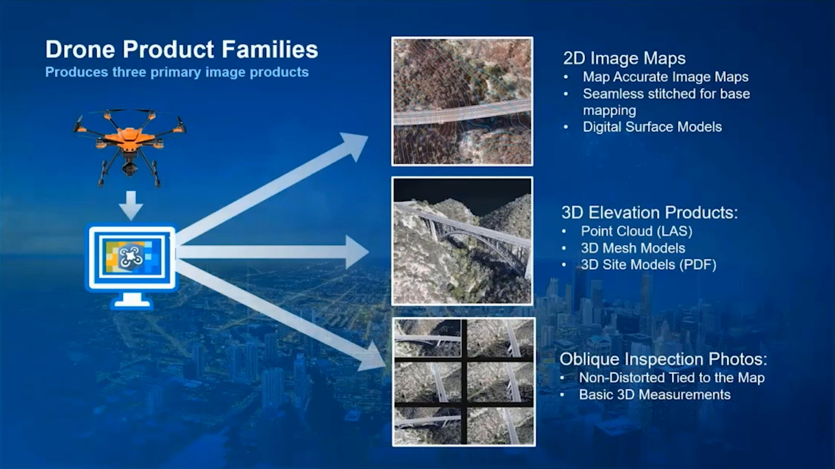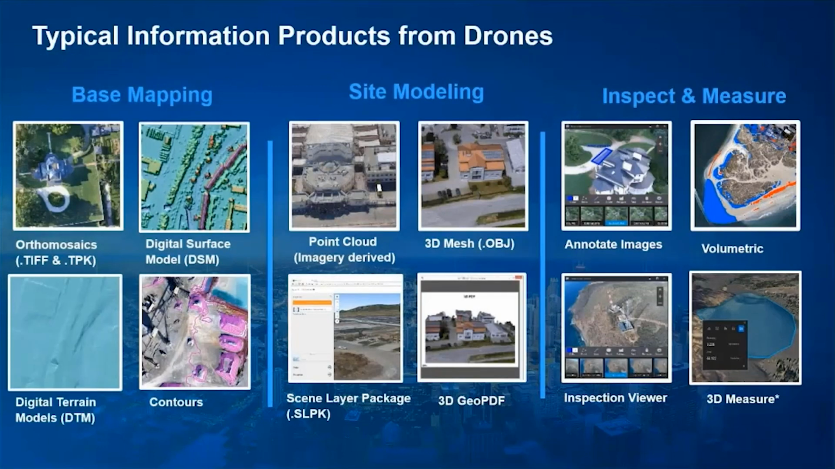So those types of products get translated into some specific information products that are useful in your GIS and can support a variety of different workflows. It helps produce some base mapping, so having higher resolution, higher quality, more recent base maps. It can help us model our sites with these 3D data products, and then also can help us do inspections and measurements against this very highly accurate data.